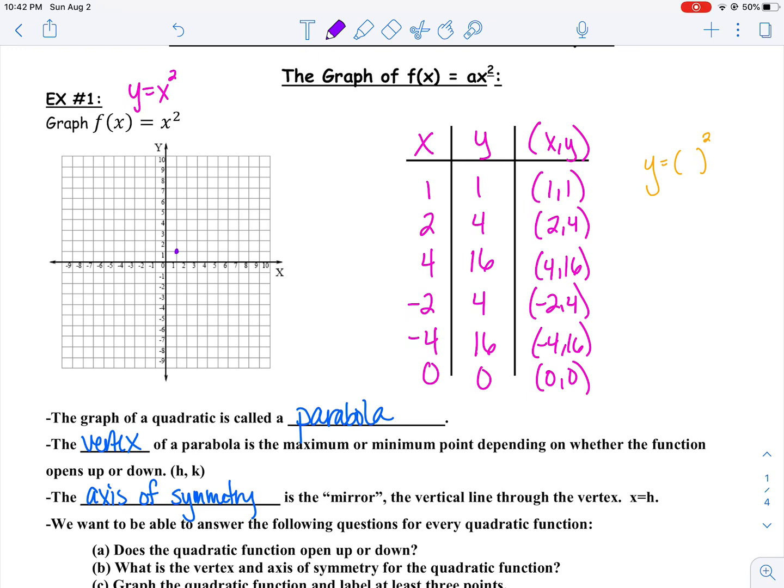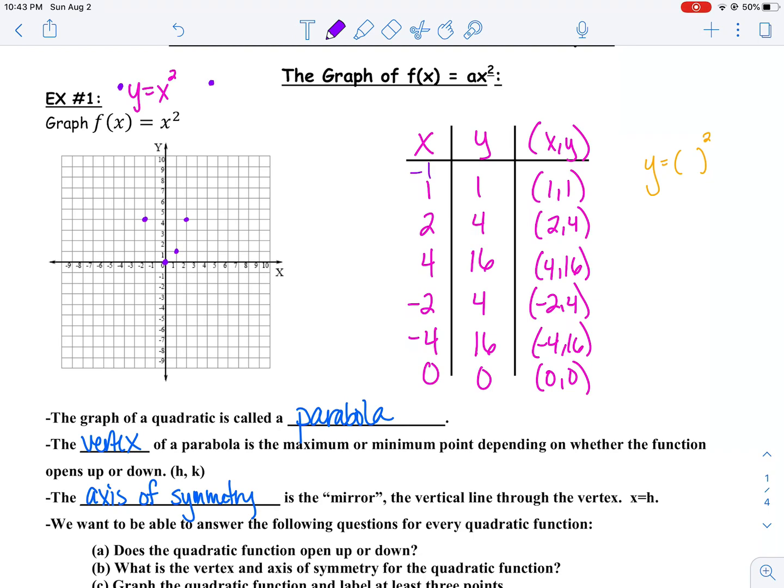I know I have a point at 1, 1. It looks like I have a point at 2, 4. I have a point at 4. Whoa, 16 is going to be way up here somewhere, right? -2, 4. -4, 16, again, way up here. What am I missing? How about 0, 0? Let's even do another one.